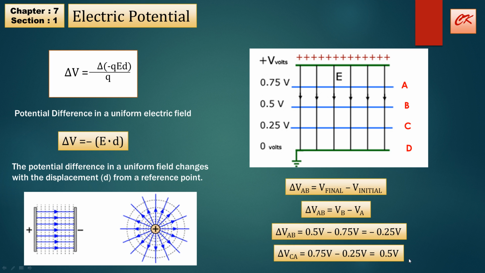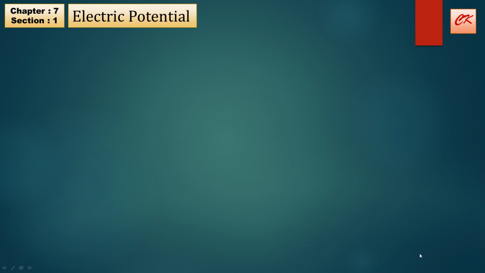Another one: the potential difference between C and A now. It moves from C to A. Look at this part, C to A. It means that it is equal to VA final minus VC initial, and the result is positive 0.5. If a particle moves from C to A, initially 0.25, finally 0.75, it gains energy. So its potential energy change will be positive. So 0.5 volt will be delta V.